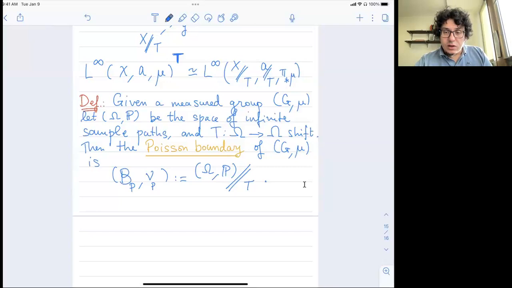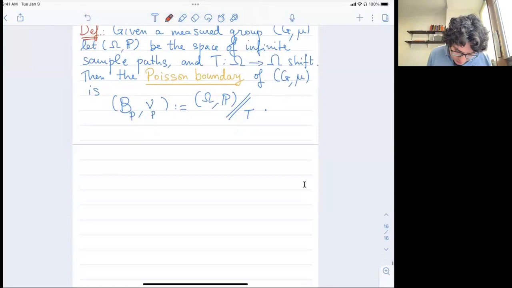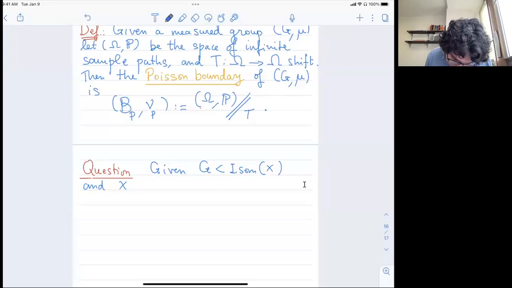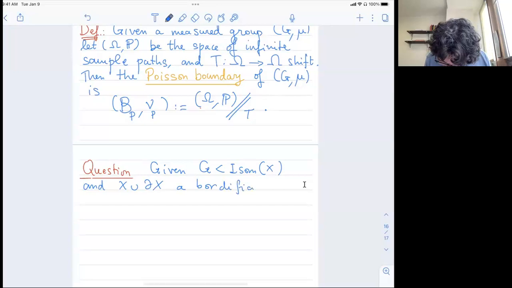Okay, so that's why the big question that we really want to answer is, given again G acting on some space X, and the boundary of X, and then mu a probability on G, there are two steps to identify the Poisson boundary.